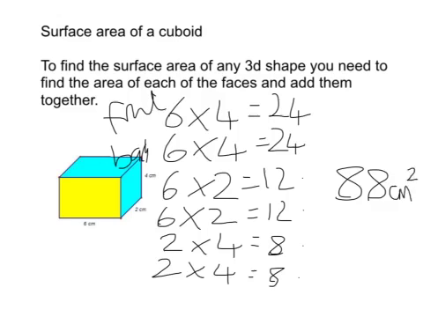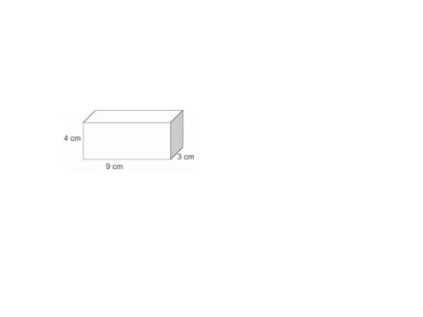So go through that again. I found the area of the front rectangle, and then that gave me the back. I found the area of the bottom, and that was the top, and the area of the left, which was the same as the right. Okay, so let's have a look at this example.